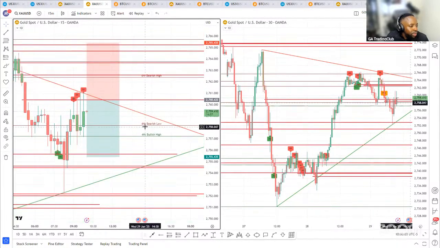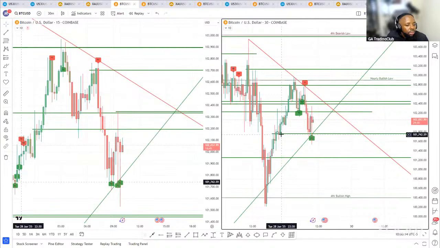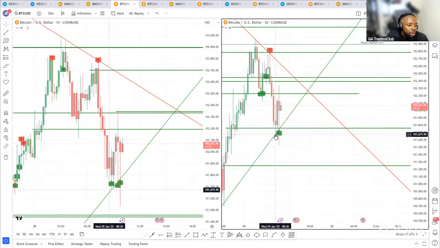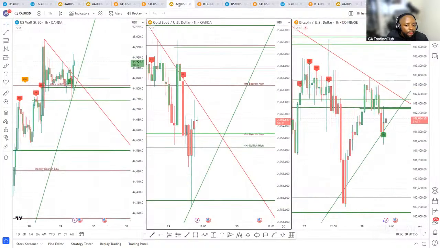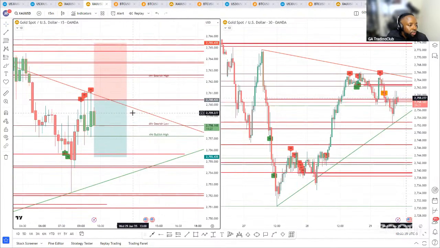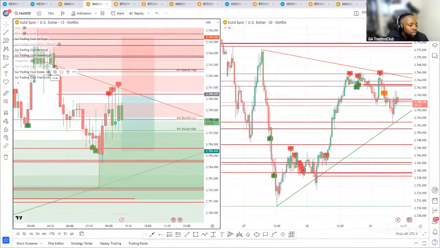Okay, so it did close with a rejection of resistance. So it rejected against that upper trend line. BTC rejection support 30, BTC rejection support 1 hour. No. Gold. Okay. So there's this gold entry right there. Still in a red zone.